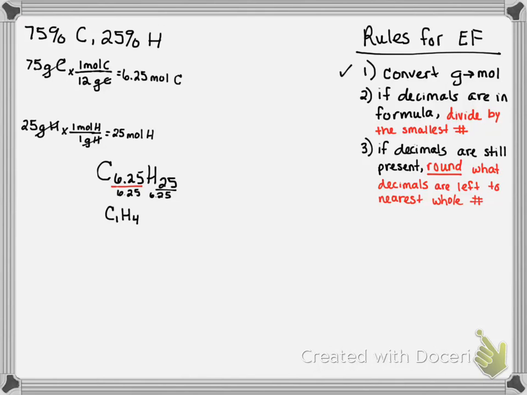which is perfect. This is what we want. We have small whole numbers. Now typically we don't write the 1, so I'm going to simplify it even further, and now I have my correct empirical formula, CH4.